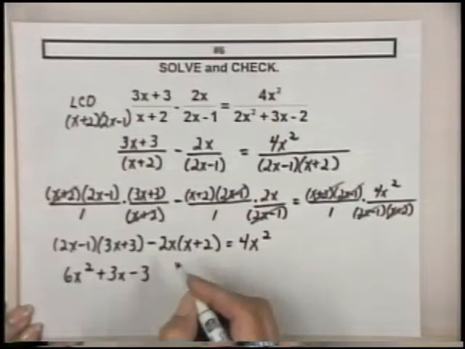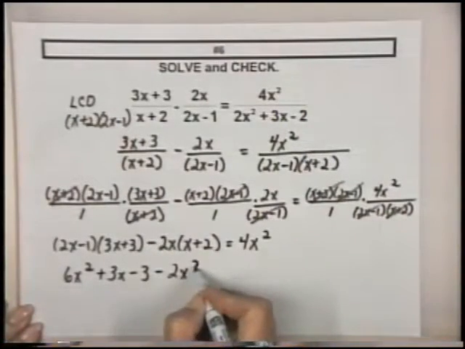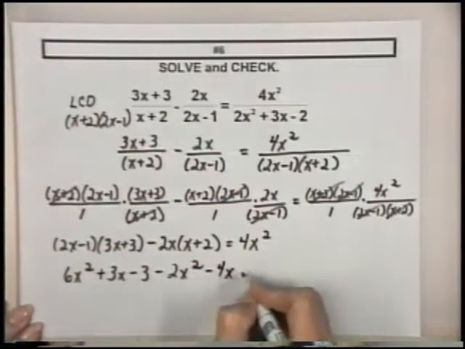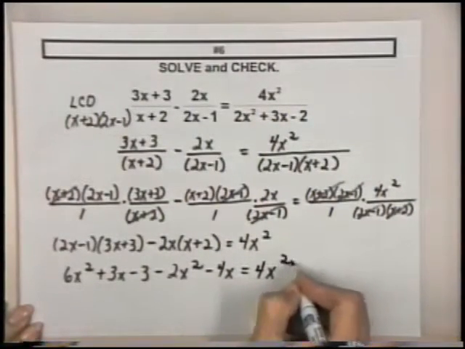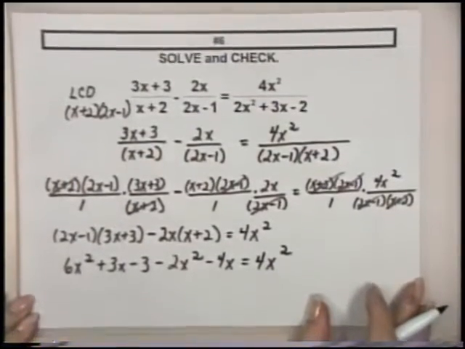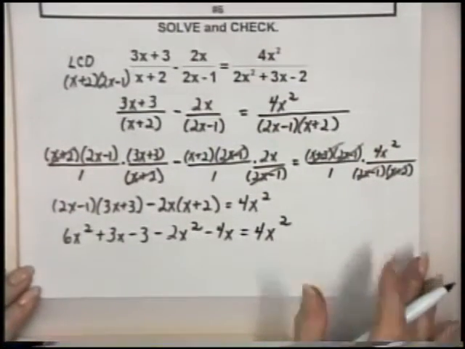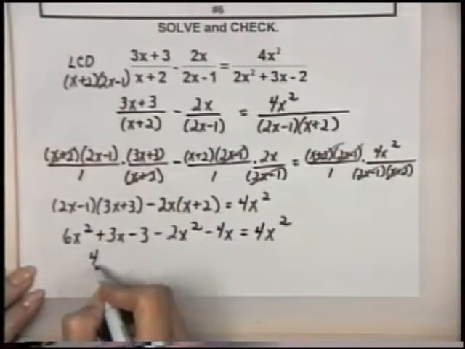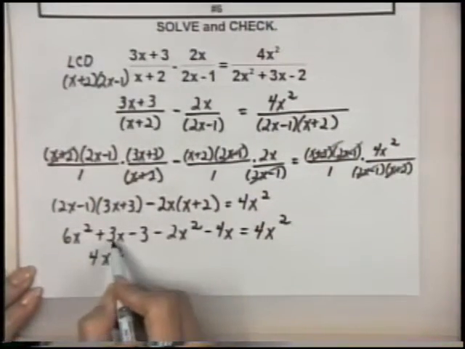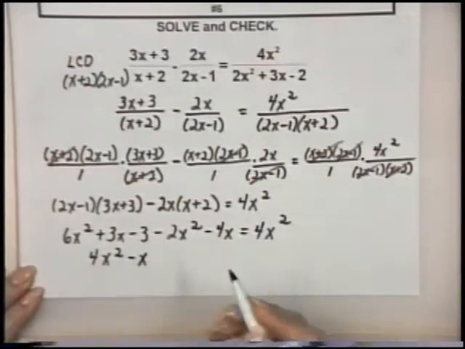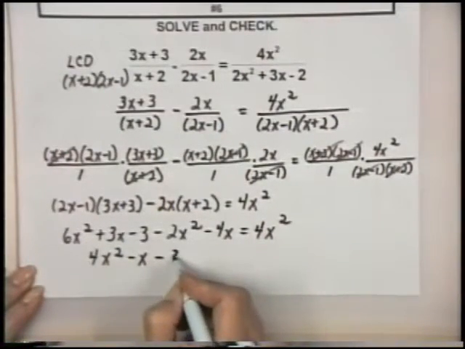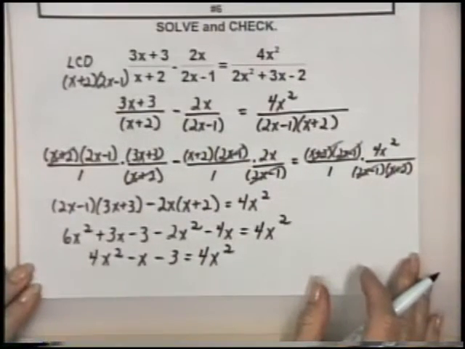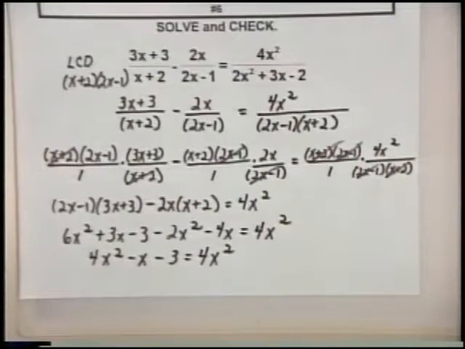Distributing my negative 2x to my x and my 2, negative 2x times x is negative 2x squared. Negative 2x times 2 is negative 4x equals 4x squared. Combining like terms, 6x squared subtract 2x squared will give me 4x squared. 3x subtract 4x will give me minus x, and then I have my negative 3 equals 4x squared.